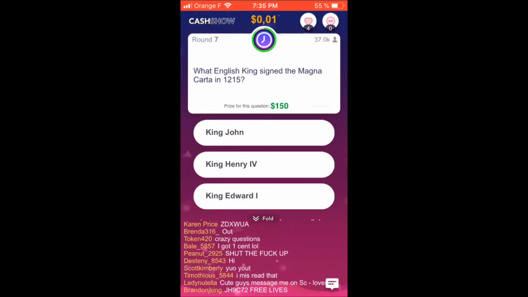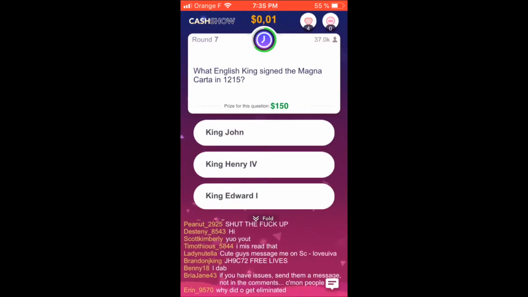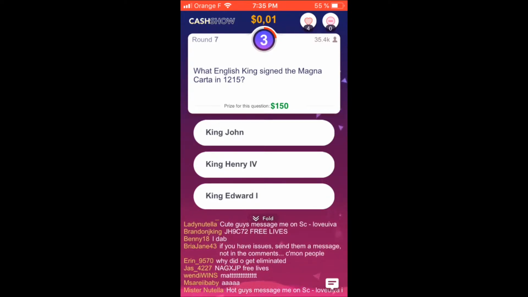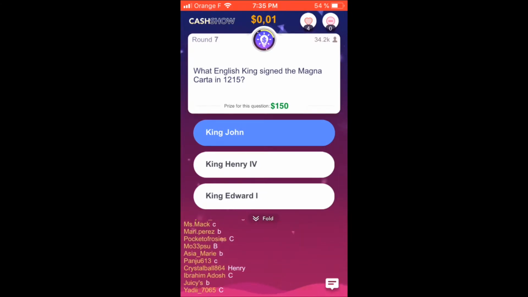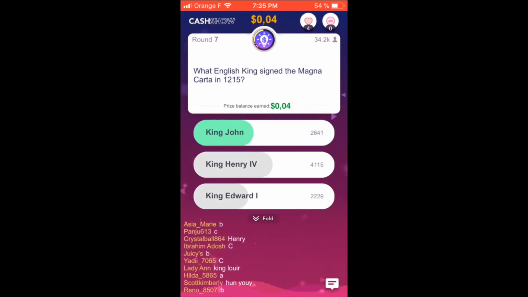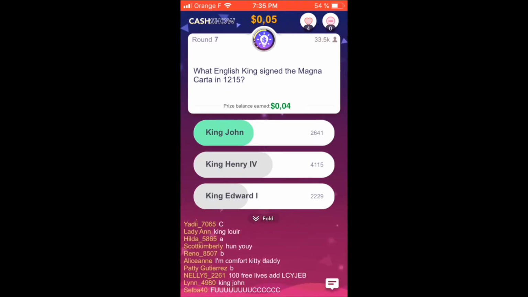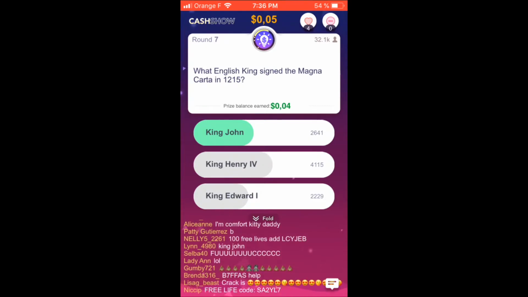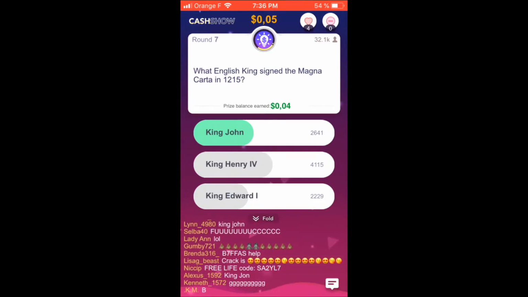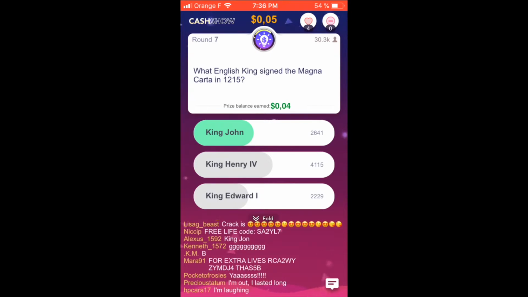What English king signed the Magna Carta in 1215? King John, King Henry IV, King Edward I? The charter was written to make peace between the unpopular King John and a group of rebel barons, and it gave the barons a whole bunch of protections so they wouldn't usurp the king. Too bad John died 1 year later and the barons started a war.